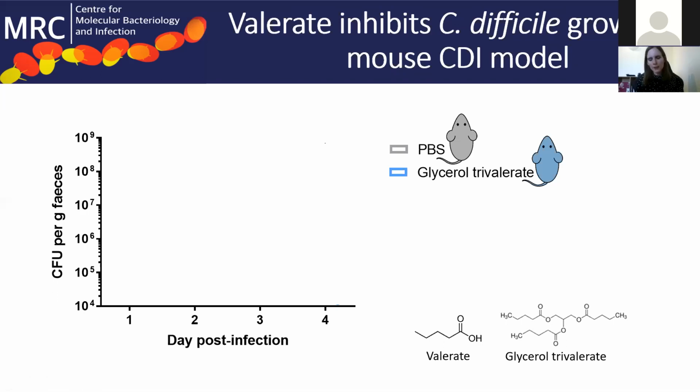bacteria as well. So we measured the amount of C. diff they had in the stool of each of these groups of mice. We found that before we gave them any treatment, the amount of C. diff in the stool was equal in both groups of mice, which is good.